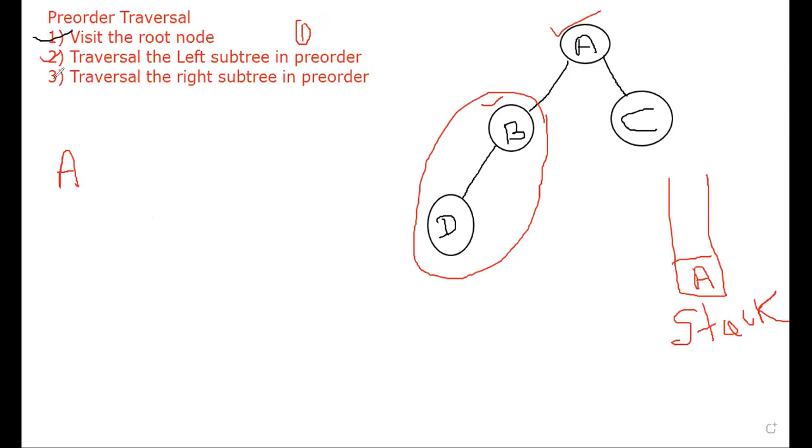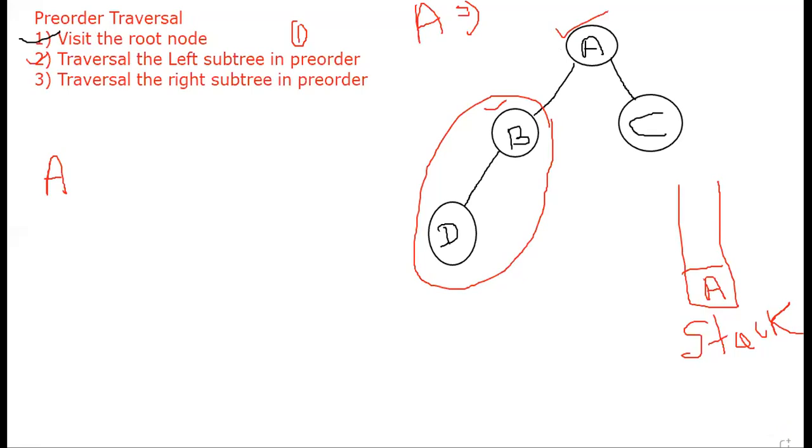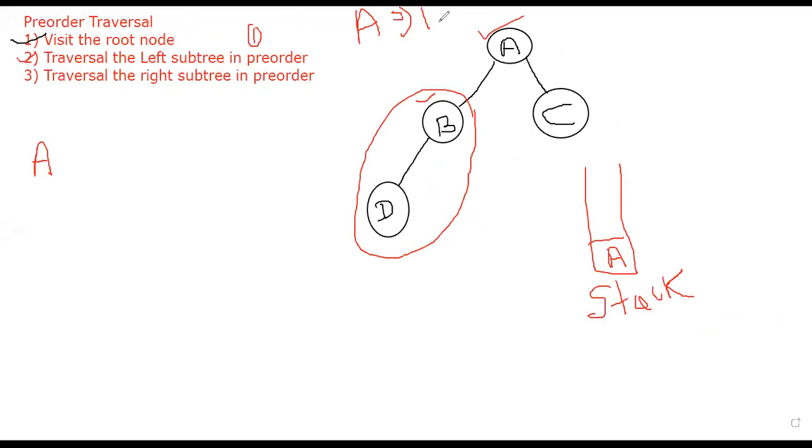We have not finished all these three steps for A. For A, which step have we finished? For A, we have finished step number 1, and now we are processing step number 2. And what step number 2 says is: traverse the left subtree in pre-order. So again we come here. Right now we are processing node B.